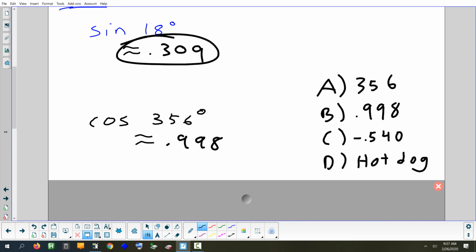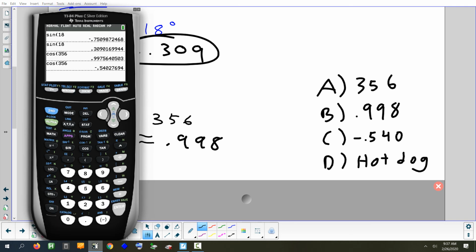So, out of those choices, one of them is correct for this problem. 0.998 is the correct choice for that question. Any concern why it's 0.998? Now, if I do that, the correct answer is now C. Because that's the cosine of 356 radians. And I did that off to the side real quick.